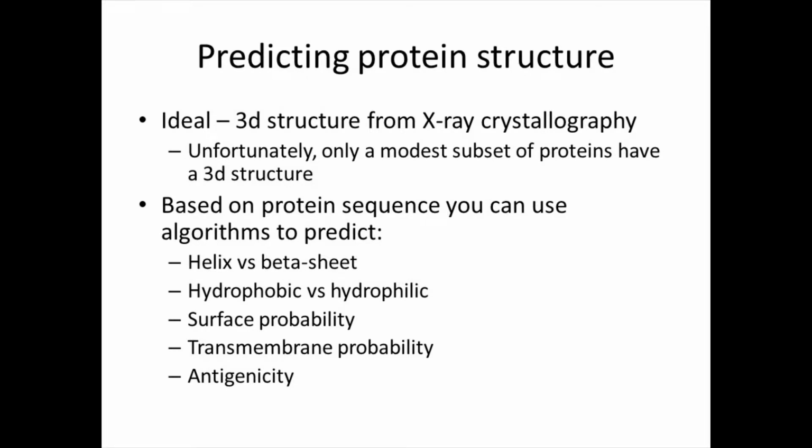Using well-established algorithms, you can make reasonable predictions about whether a part of the protein is likely to be an alpha helix or a beta sheet, whether the region is likely to be hydrophobic or hydrophilic, what the probability of a particular area appearing on the surface of the protein is, whether a region is likely to be transmembrane, as well as the ability to predict the antigenic properties of certain parts of the protein. None of these algorithms are flawless, and you must, in many cases, look at multiple algorithms to see if there's agreement between them or not.